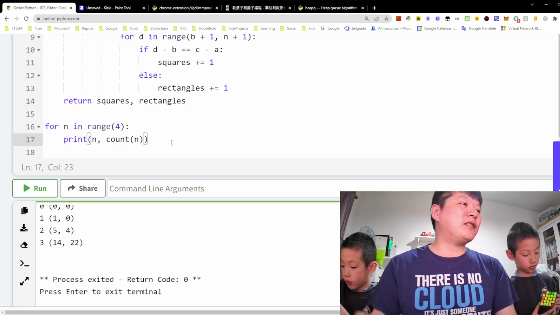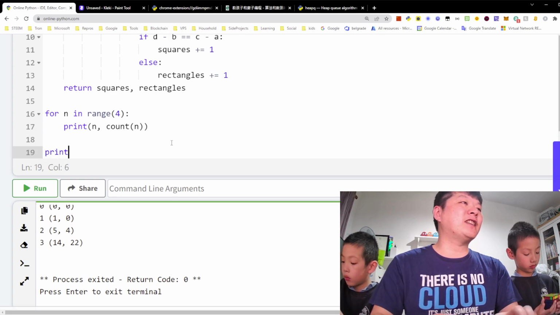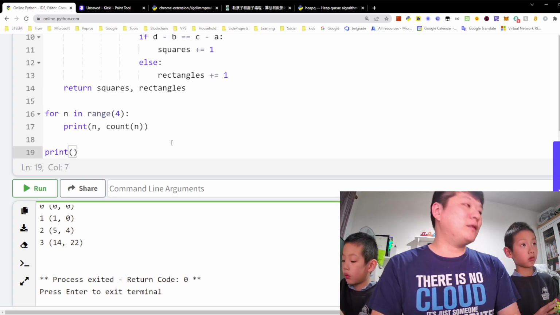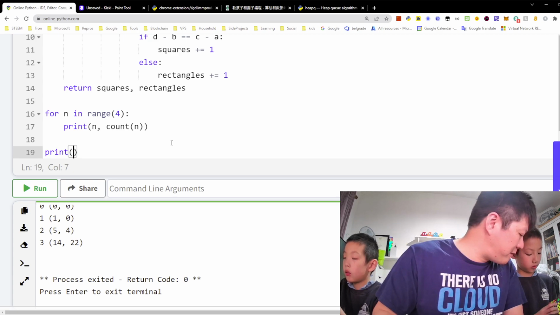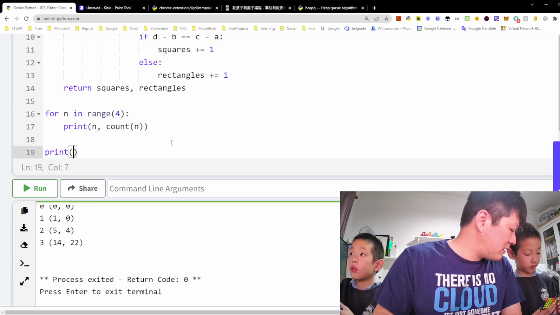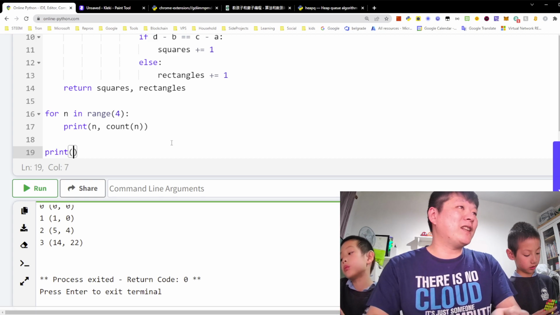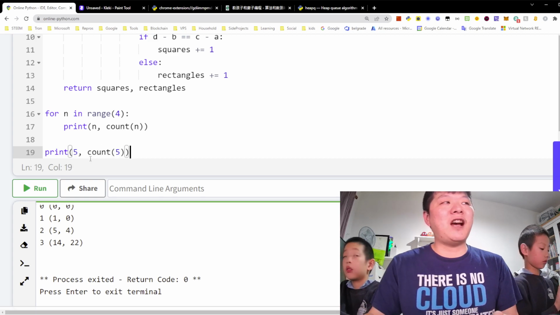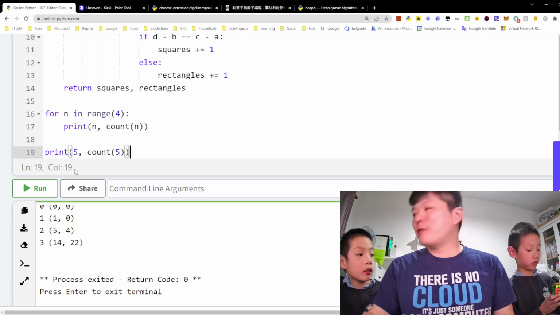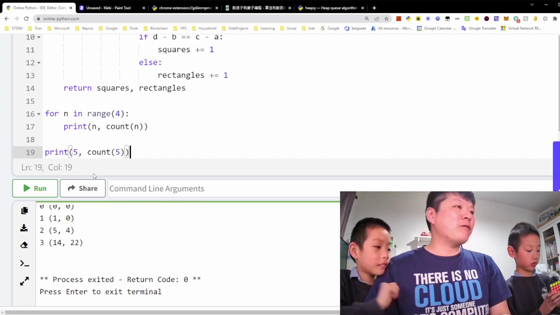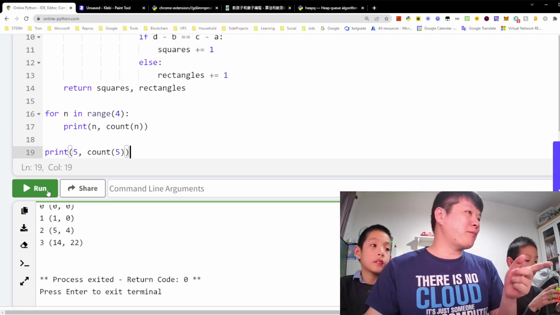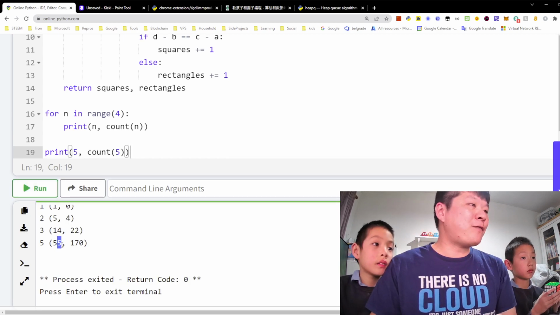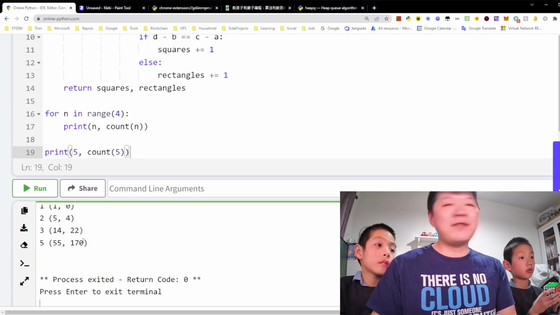Do you want me to give you an answer for the 5 times 5? Are you looking for the 5 times 5? I'm solving it. Okay. So let's just quickly give an answer for 5 times 5: how many squares and how many rectangles on a 5 times 5 Rubik's cube on one side. Let's see this answer. Look, the computer can just do this. So 55 squares and 170 rectangles.